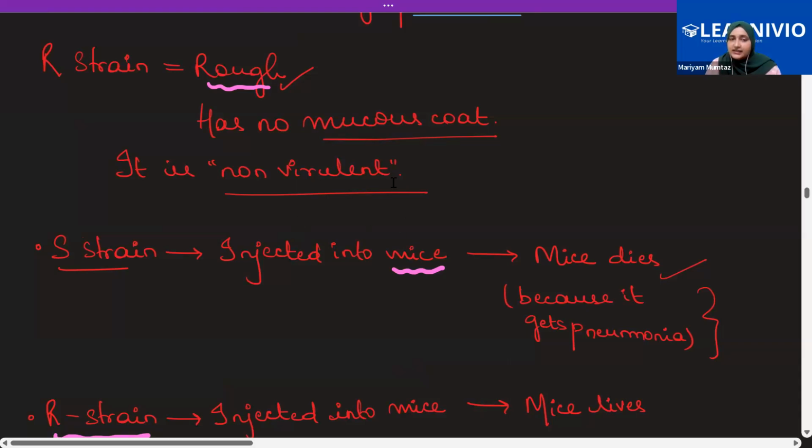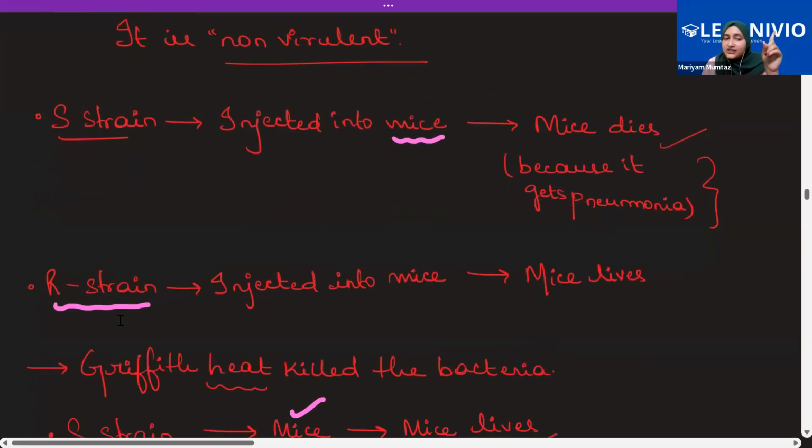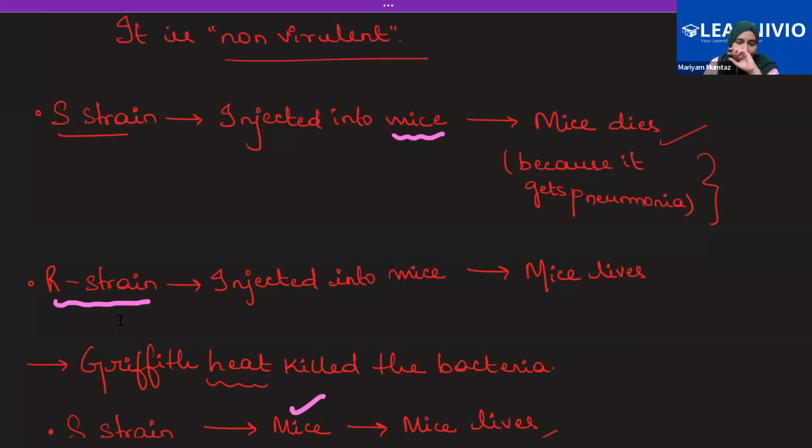Now, what Griffith did is he took all of these bacterial strains and injected them into mice, and he wanted to see whether the mice lived or died. When the S strain, the virulent strain, was injected into the mice, obviously the mice got pneumonia and died. When Griffith injected the R strain into the mice, they did not get pneumonia and they lived.